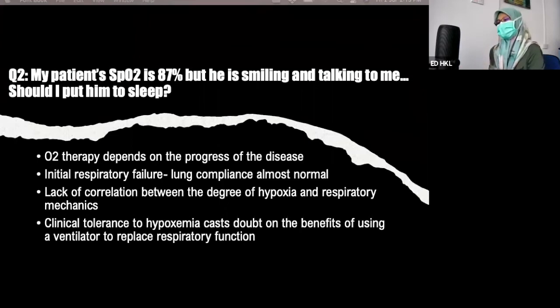We have to understand that oxygen therapy depends on the progress of the disease. In the initial respiratory failure, which is hypoxic failure, patients normally have normal lung compliance. The lungs, even with some consolidation, have normal compliance. Therefore, there is a lack of correlation between the degree of hypoxia and the respiratory mechanics. Saturation 88, the patient denies being breathless. Of course, this causes confusion and doubt for us, whether we should take over the ventilation or not.